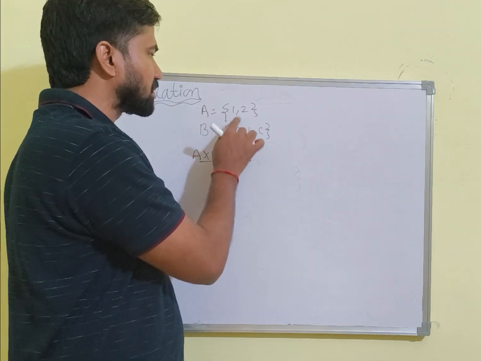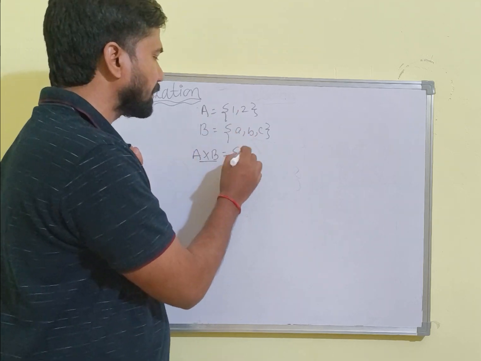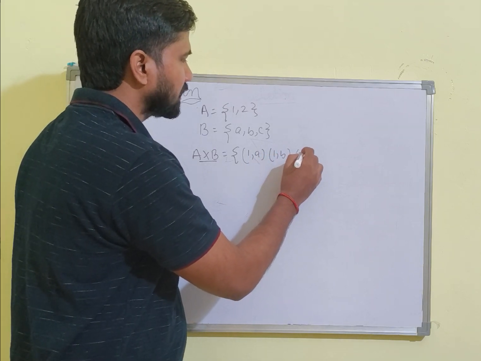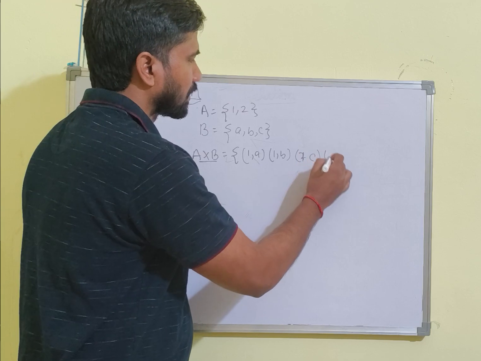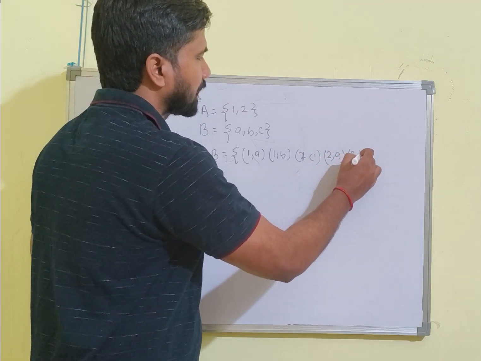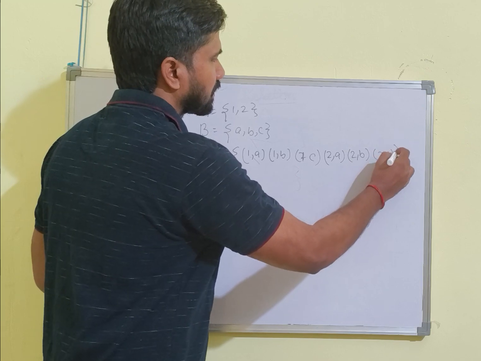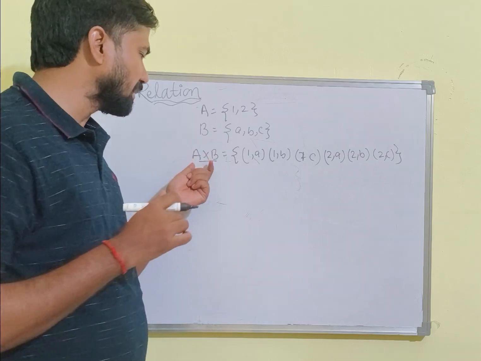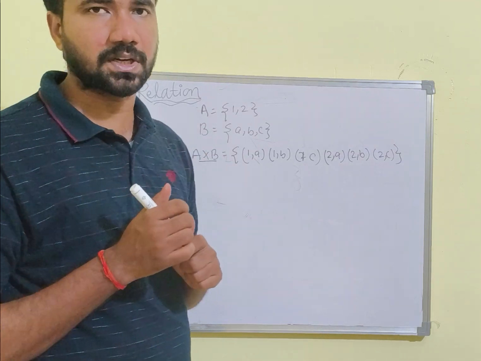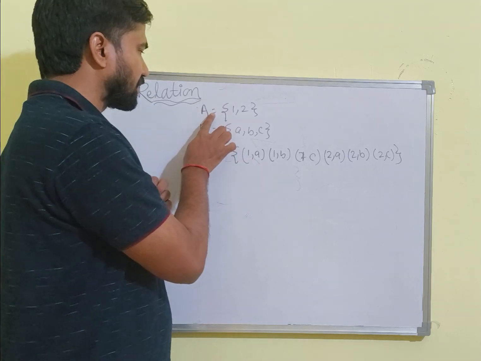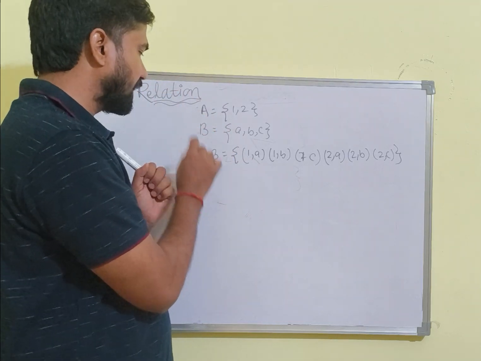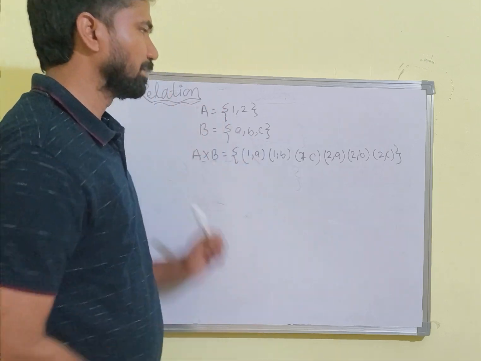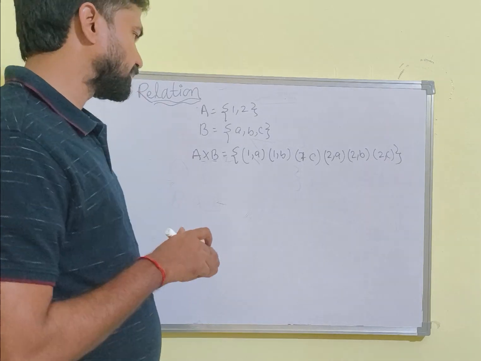How do we calculate it? All possible ordered pairs from A to B. So what will come? (1,a), (1,b), (1,c), (2,a), (2,b), (2,c). How many elements are here? 1, 2, 3, 4, 5, 6. A cross B has a total of 6 elements. This is known as the Cartesian product, meaning all possible ordered pairs from A to B. If we are finding A cross B, the first element will be from A and the second element will be from B.